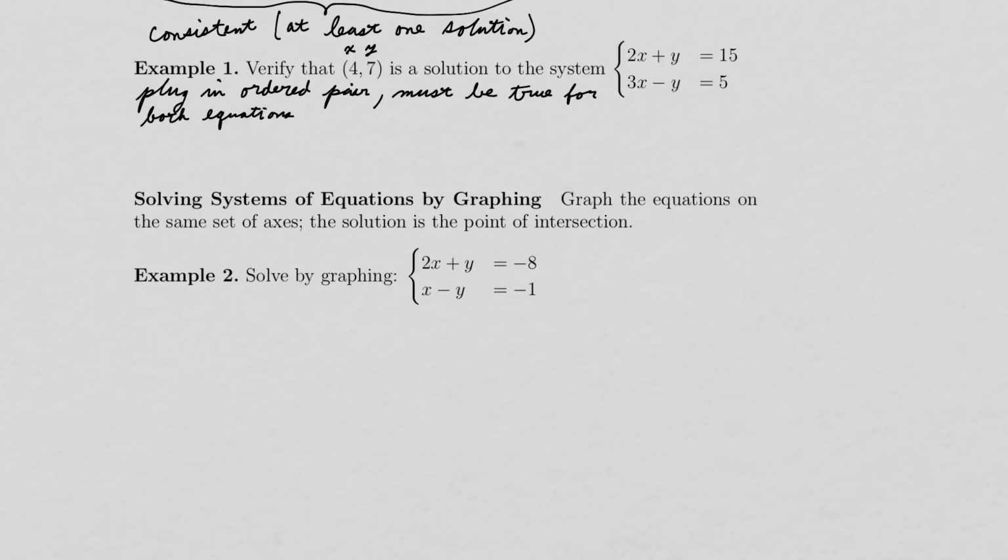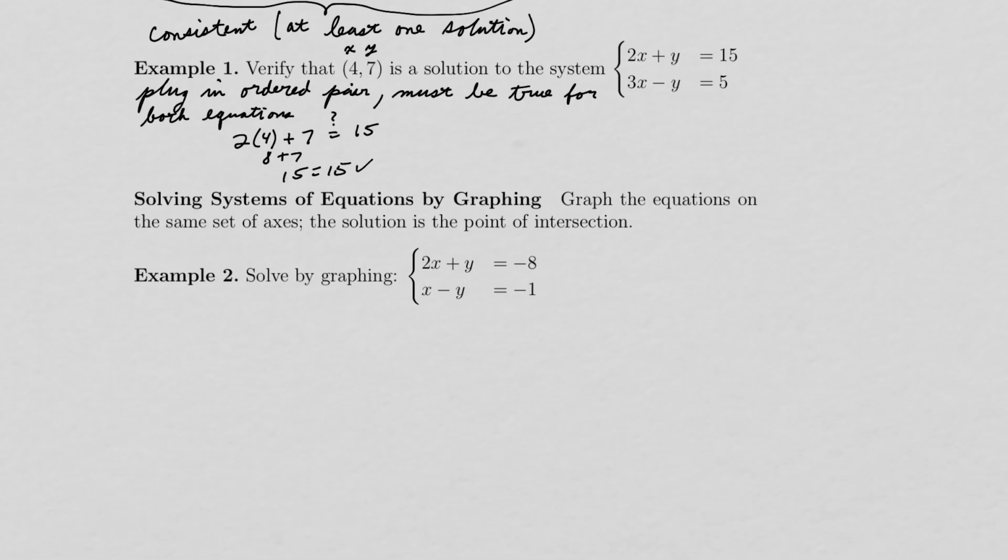Okay, so if I plug into the first equation, 4 for x and 7 for y, I want to see whether that equals 15. So 2 times 4 is 8 plus 7. Yeah, 15 equals 15. So it checks the first one. It's definitely a solution to that first equation.